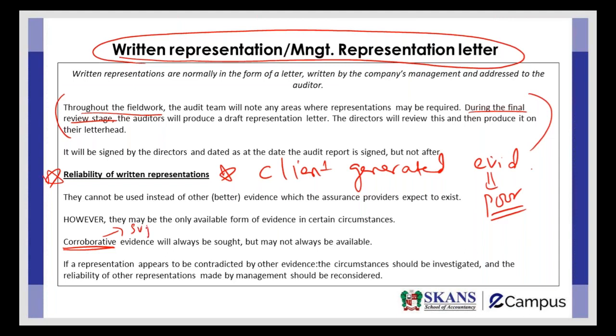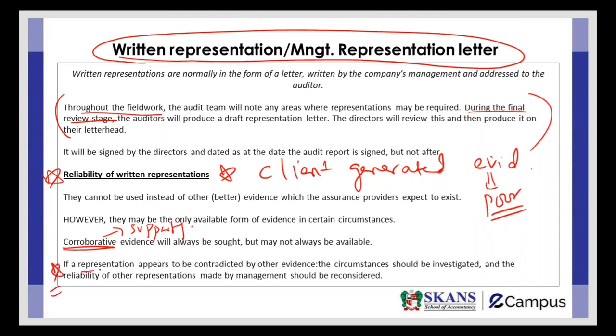Corroborative means supporting. So guys, remember, for accounting estimates, I never said, okay, only take written representation. I always said do other procedures. For provisions, for NRV, for useful life, we never stopped at taking only written representations. We were always looking for supporting evidence as well. This is exactly what is written over here.